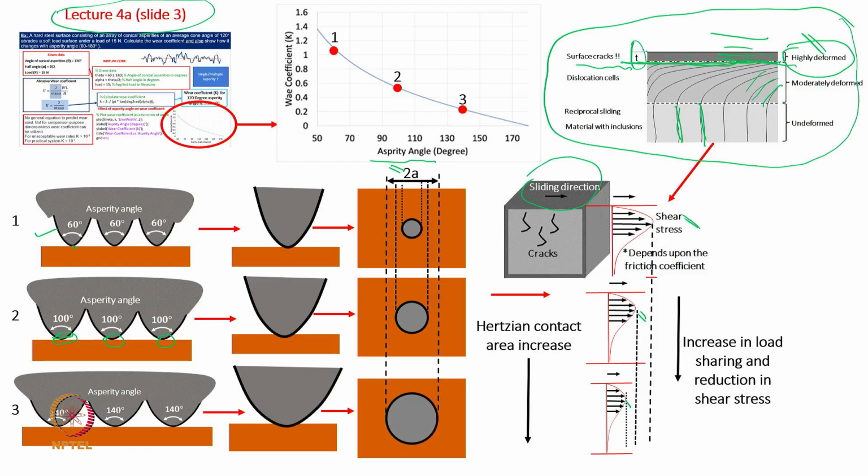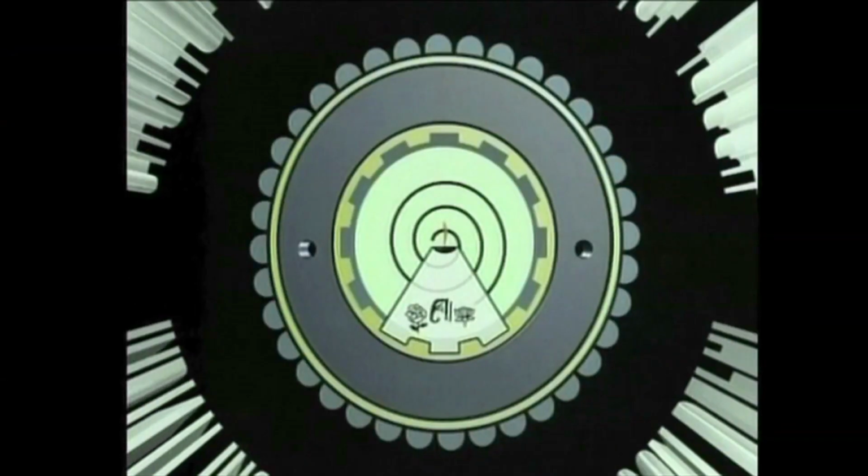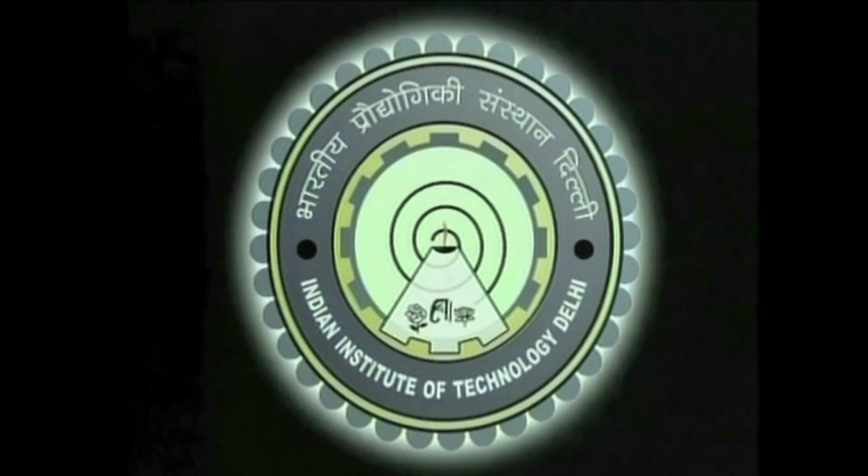So, finally, we need to think about this top layer: how to minimize it, keep minimum stresses, and avoid separation of this layer from the surface in the form of wear debris. That is what will be continued in our next lecture. Thank you.